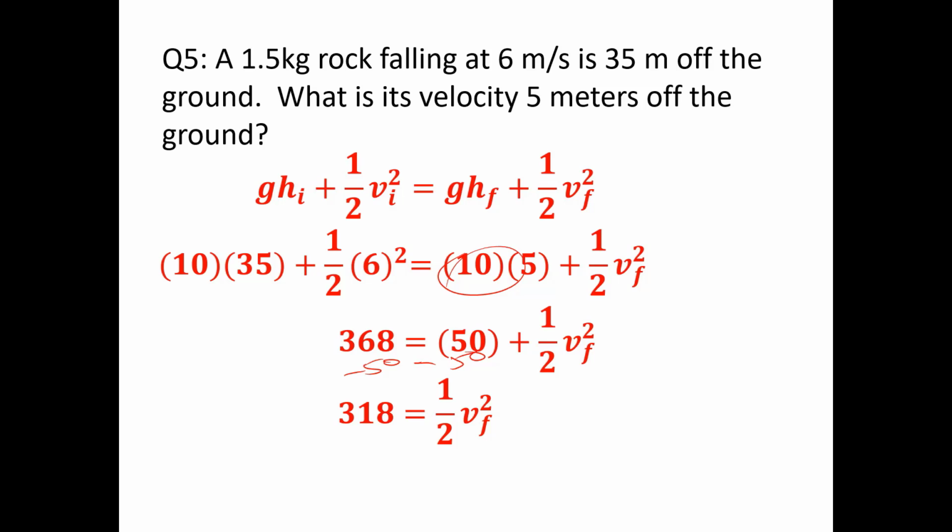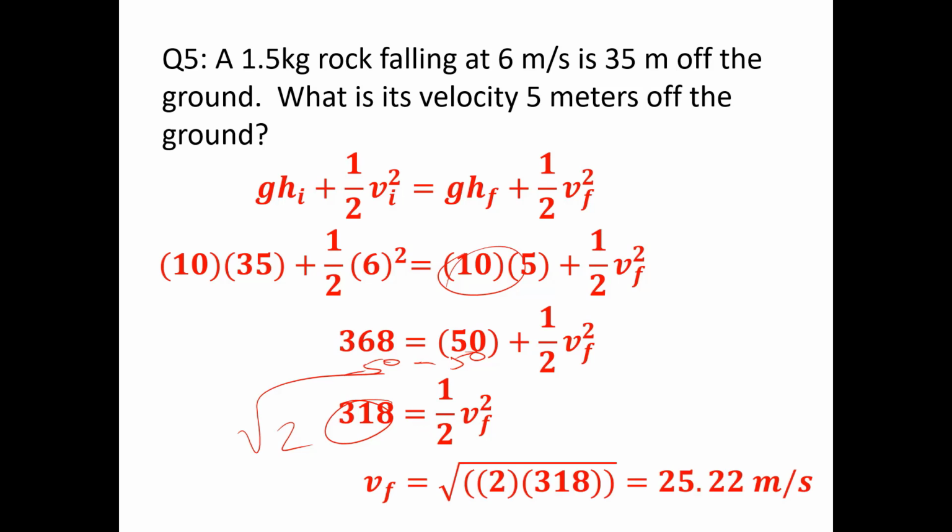We subtracted both sides by 50, we got that, and now we can go ahead and multiply out the 2 to get rid of this. And then we can take the square root of both sides to get rid of the squared right there. And so that's what we get. We get 25.22 meters per second.